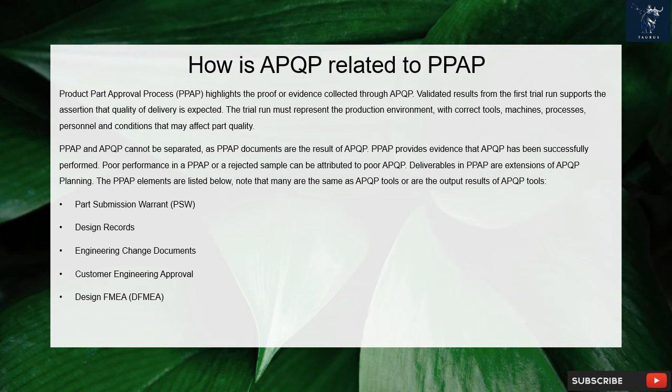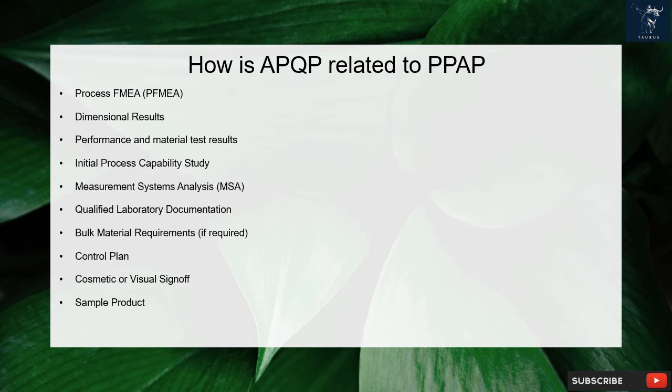The PPAP elements are listed below. Note that many are the same as APQP tools or are the output results of APQP tools. Part submission warrant, PSW, design records, engineering change documents, customer engineering approval, design FMEA, DFMEA, process flow, process FMEA, PFMEA, dimensional results, performance and material test results, initial process capability study, measurement systems analysis, MSA, qualified laboratory documentation, bulk material requirements, if required, control plan, cosmetic or visual sign-off, sample product, master sample.